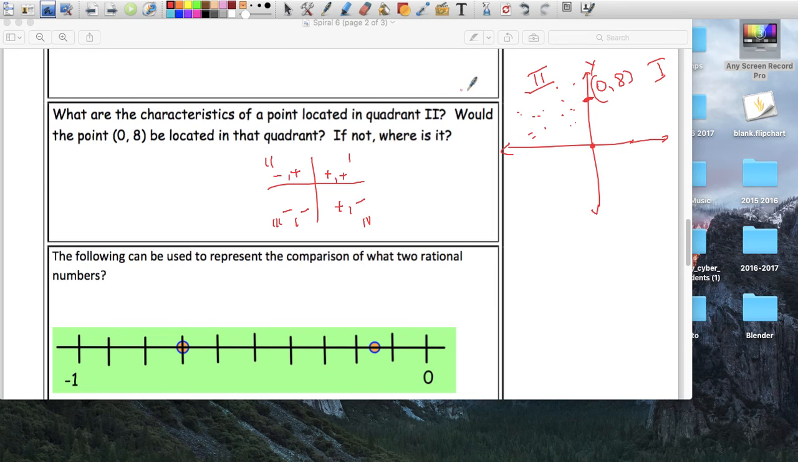Okay, so that would be the answer. The point 0, 8 is not located in that quadrant, which in this case was quadrant 2, and it is actually on top of the y-axis.